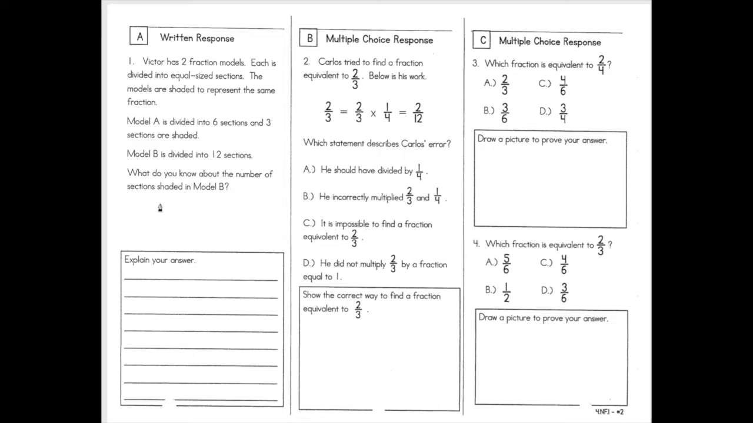Well, the first thing I want to do is draw a picture to represent those fractions. So the first one I'm going to divide into 6. And it told me that 3 were shaded in. Okay. Now my second one is divided into 12 sections.